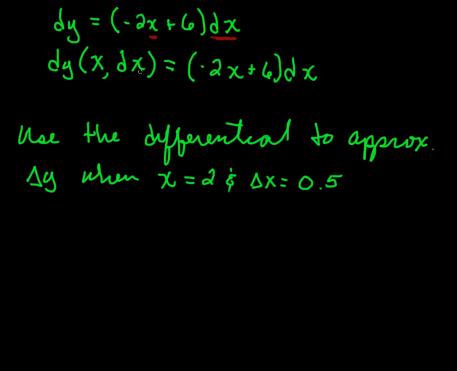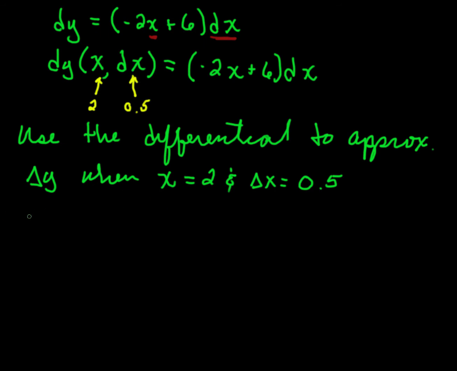So I've got my differential, it's up here. So I'm just going to evaluate. This is all this is asking. Say, okay, x is equal to 2, so we're going to put a 2 in for x. And delta x is equal to 0.5. Well, when we do these applications, the differential is identified as the change in x. So they're one and the same, and this will be 0.5.